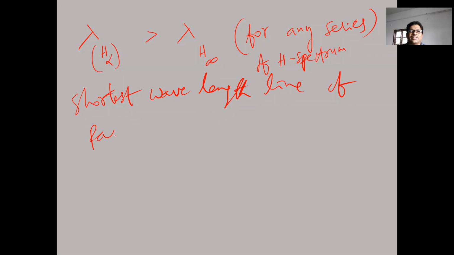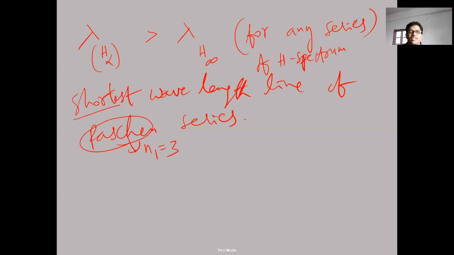of the Paschen series. Suppose in one numerical problem they mention this. Now what do we have to recall? How do we recall the n1 and n2 values? Paschen series means n1 must be 3. Lyman n1 value is 1, Balmer n1 value is 2, and n1 is 3 for Paschen. Lyman, Balmer, Paschen. So n1 must be 3 here for the Paschen series.